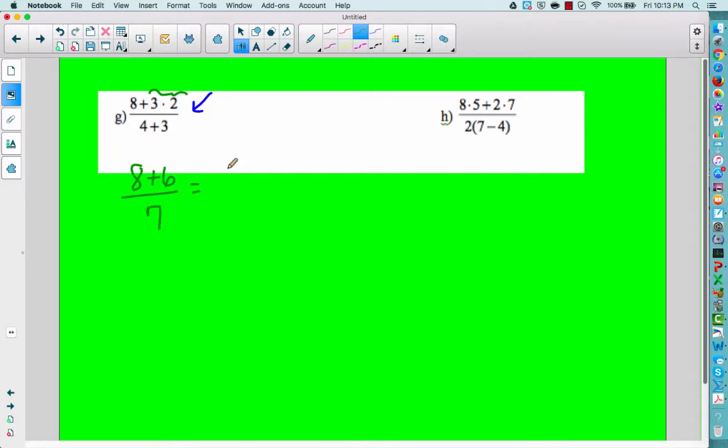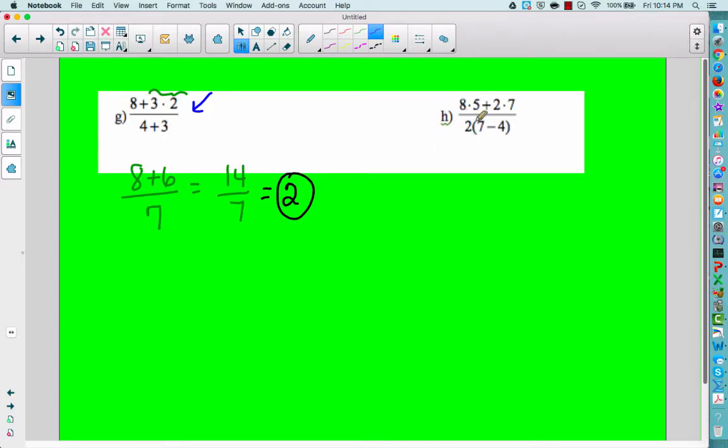All right, the numerator becomes 14. Now I have 14 divided by 7. So now I can simplify the 14 and the 7, which is going to give me the number 2. All right, a harder example. Why don't you try it? Press pause on the computer and come back and see how you did.